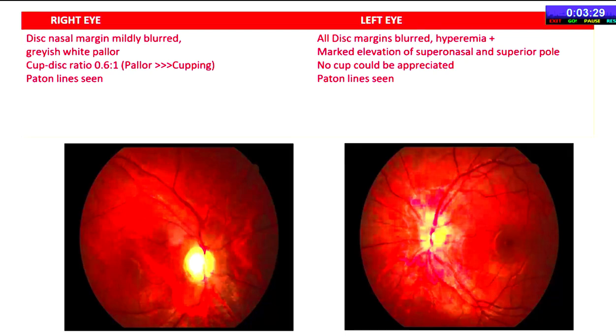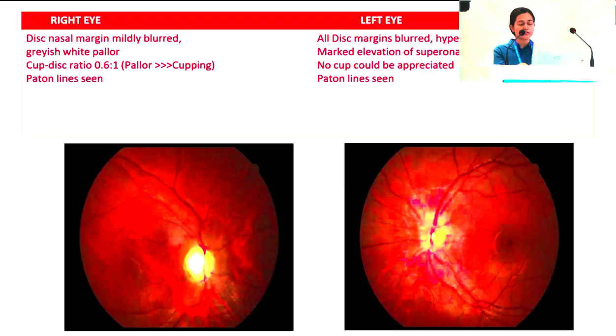When the patient presented to us, this was the fundus examination. The right eye showed the nasal margin mildly blurred. The cup disc ratio appears to be 0.6:1 with more pallor as compared to cupping. And the left eye had disc margins blurred in all the quadrants with hyperemia. Pattern lines were seen in both the eyes.